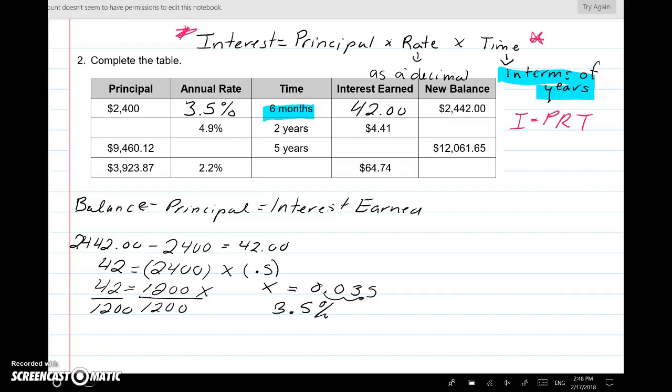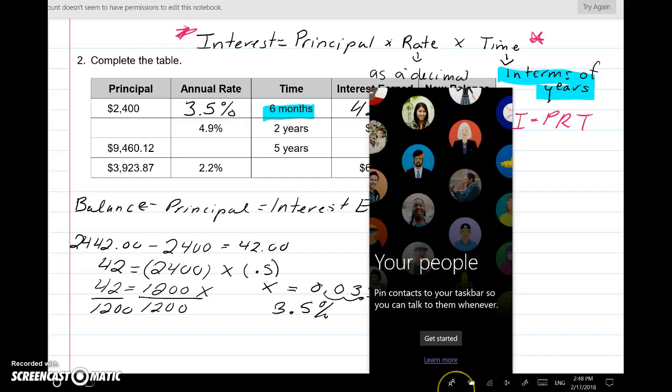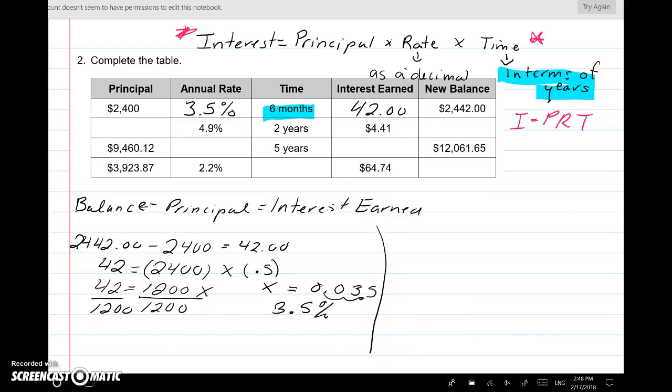Okay, let's look at the next one. Here I have my interest: $4.41 equals principal, which is what I don't know, that's my X, times 4.9. I have to move that as a decimal, so it's going to be 0.049 times 2 years.